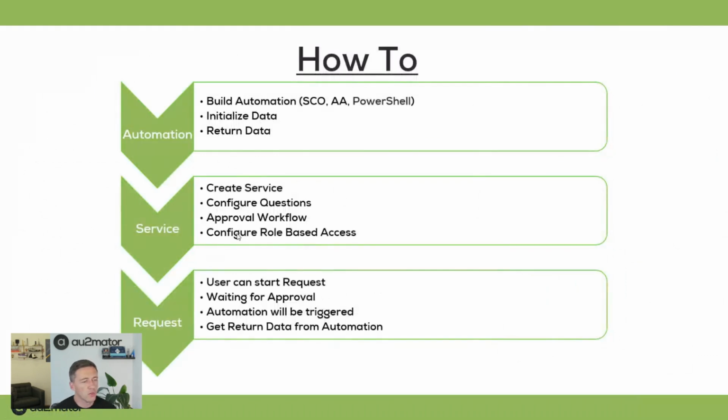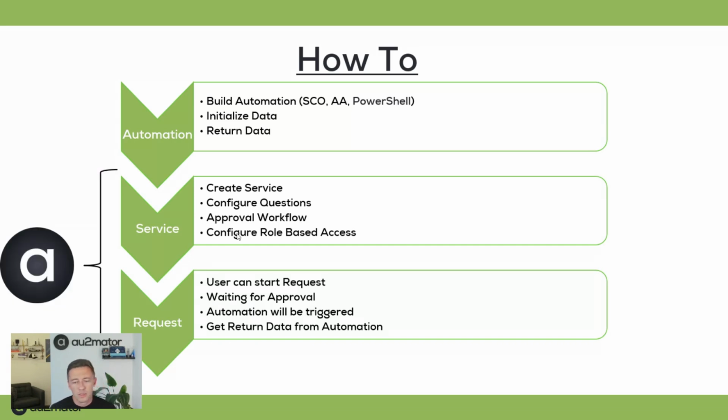So how does the au2mator self-service portal work? First of all, you have to build your automation. You or we can help you, or you download it from our GitHub repository. So you have to build your Orchestrator runbook, your Azure Automation runbook, or you write your PowerShell script. Based on standards, you have initialized data, something you can put in your automation, and some return data. So at the end, you return some values back. This is standard, nothing specific for au2mator.